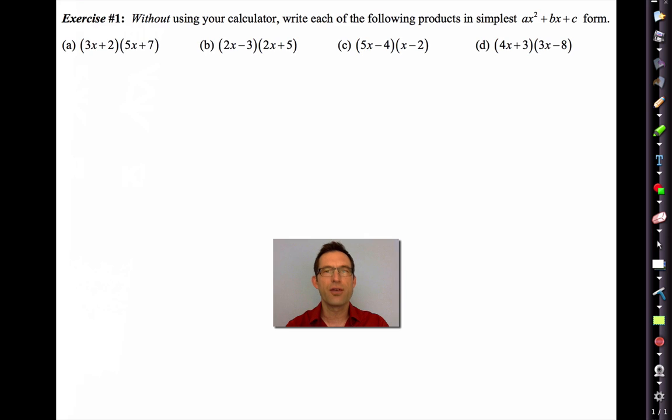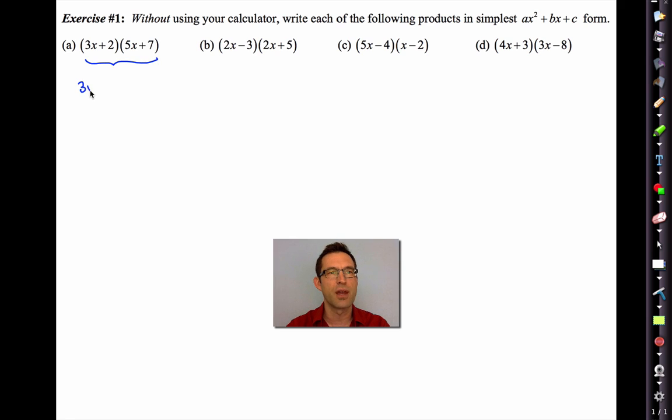Now, before we factor trinomials, we're going to get a little practice on, I don't want to call it the opposite of factoring, but sort of the opposite process, which is multiplying, right? Multiplying binomials. So it says, without using your calculator, write each of the following products in simplest ax squared plus bx plus c form.